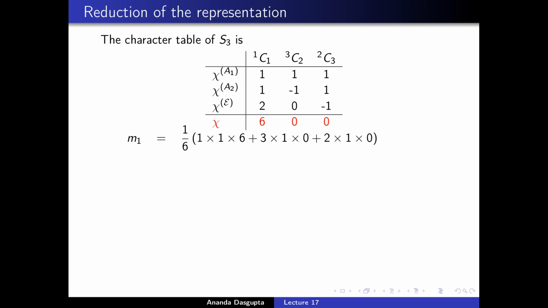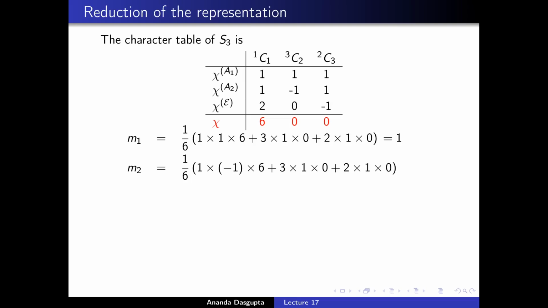The 1 times 1 times 6 is simply something which comes from multiplying the number of elements in the class by the character of the representation A1 and the character of your representation. The second term, 3 times 1 times 0, is again the number of elements in the class C2 times the character for class C2 in our representation A1 and the character for class C2 in the representation that we are using, plus 2 times 1 times 0 coming from a similar source, and all this will together give you M1 of 1.